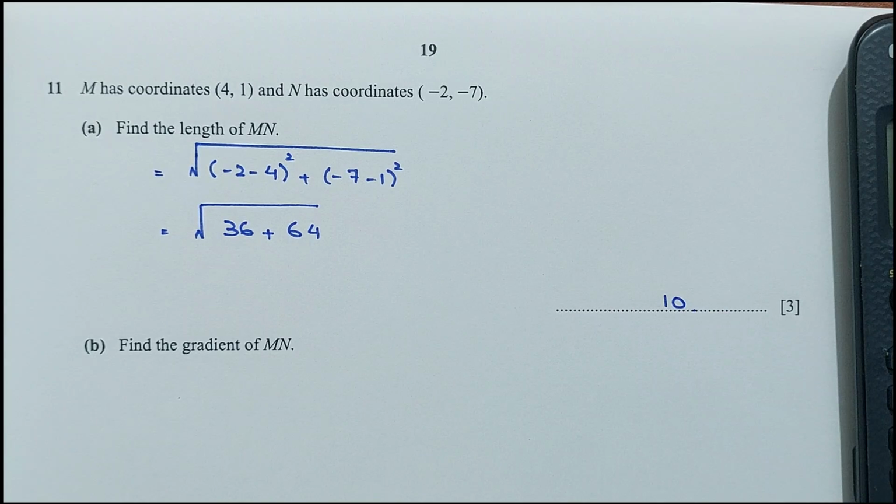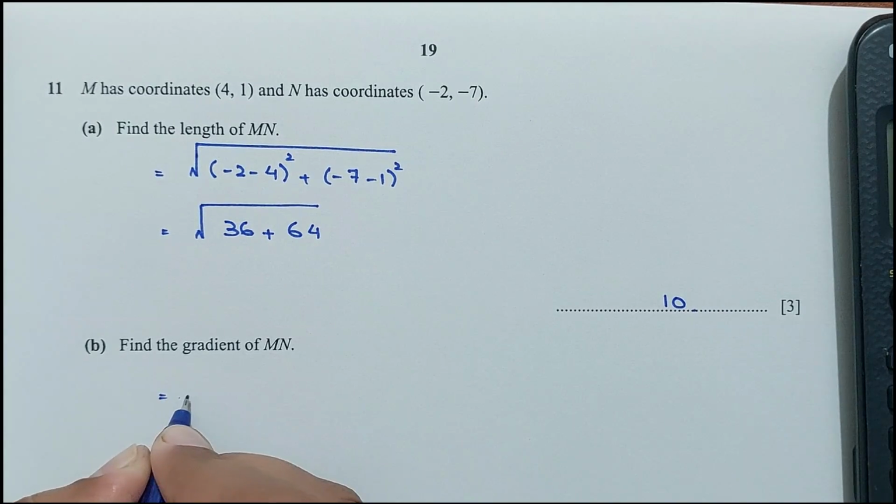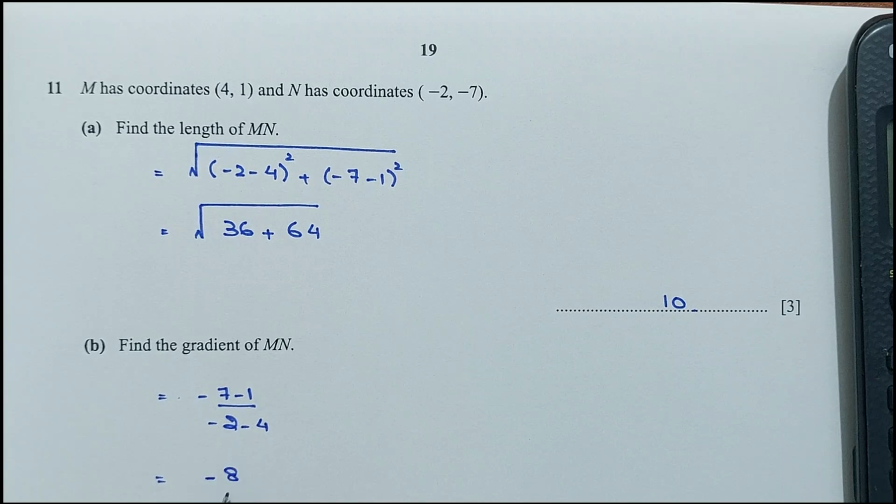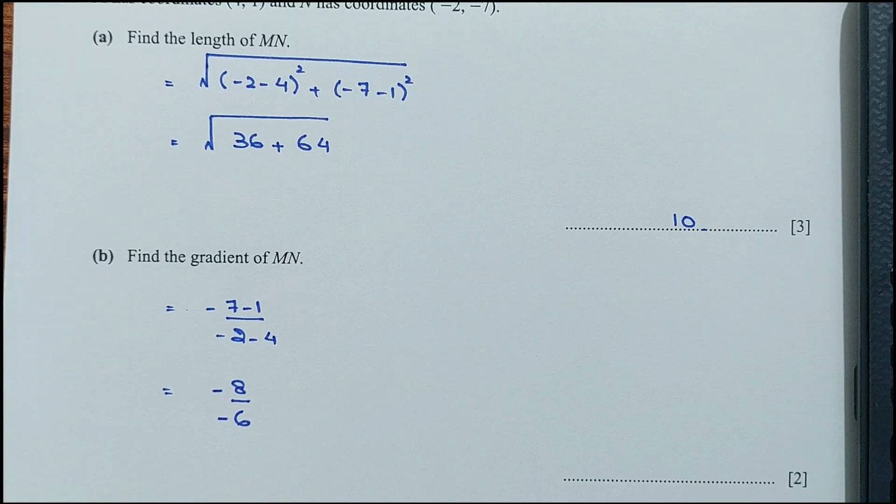Right. Now for part B, find the gradient of MN. Gradient is y2 minus y1 over x2 minus x1. This should be negative 8 over negative 6, and when I simplify, this would be 4 by 3.